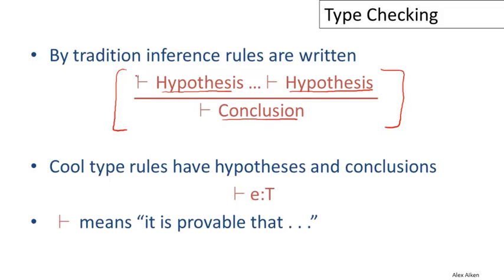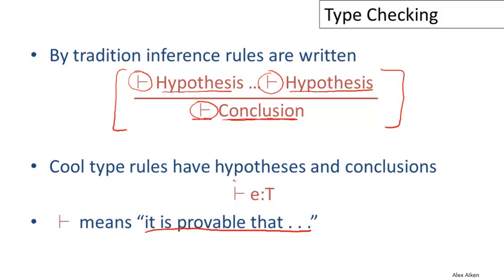And there's one piece of new notation here. This is the turnstiles that are used for the hypotheses and the conclusion. And the turnstile is read, it is provable that. And what this means is that we're just going to say explicitly that something is provable in the system of rules that we are defining. And so the way you would read this is that if it is provable that the first hypothesis is true, all the middle hypotheses, and if it is provable that the last hypothesis is true, then it is provable that the conclusion is true.